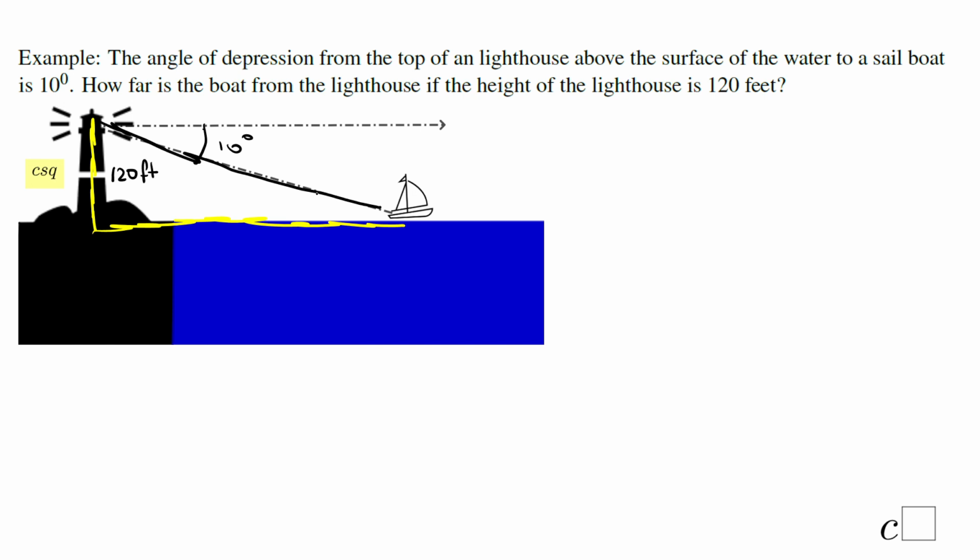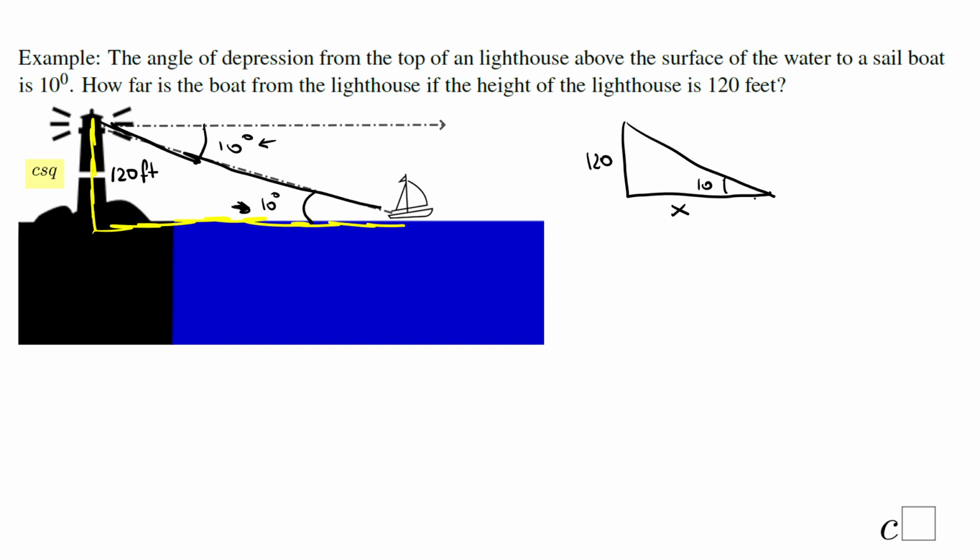Now, very fast, we know this angle is also 10 degrees. Why? Because this angle and this angle are alternate interior angles, so they are congruent. So now we can do the triangle here. 120, this is 10, and we need to find how far the boat is from the lighthouse. So again, I will say the distance is this. It's because it says from the base of the lighthouse.